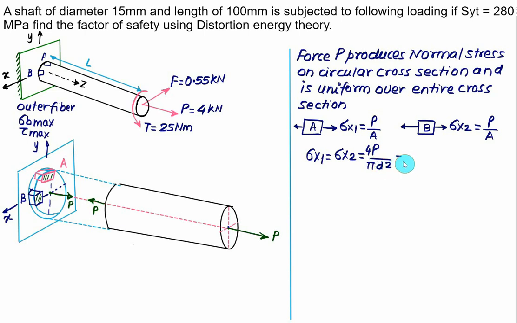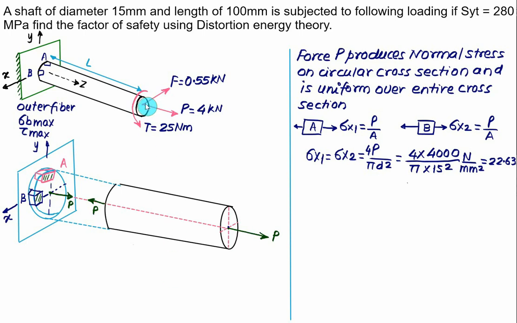This time we have the value of force P equal to 4 kilonewton, so 4000 divided by pi, and the diameter is given as 15 mm, so multiplied by 15 square. This answer will be in newton per mm square, that is megapascal, and it is 22.63. So one by one you have to shift the forces and then find the stress.